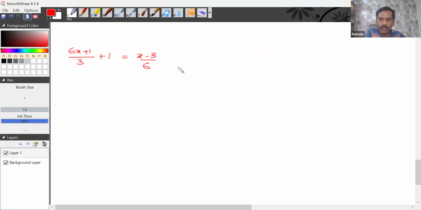Okay, let's see. How do I resolve this? Again, there is a variable. There is a fraction with denominators 3 and 6. We know that if I find the LCM of 3 and 6, you can find it will be 6, right?